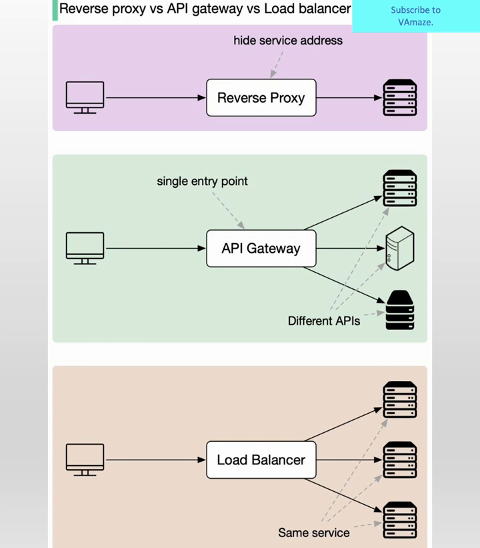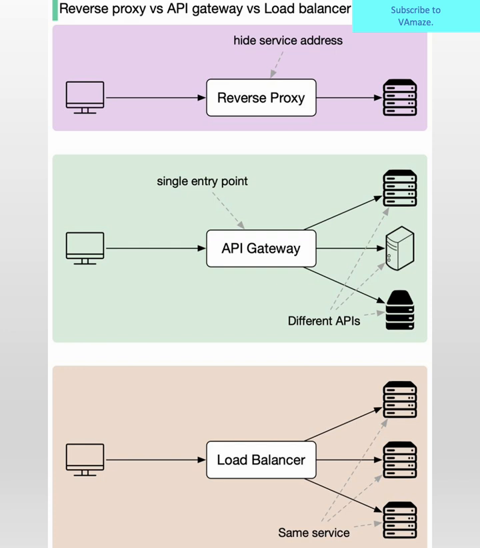Choose an API gateway when you're implementing a microservices architecture, you need sophisticated request routing and transformation, API management features like rate limiting and authentication are essential, you want to decouple client interfaces from backend service implementations. Choose a load balancer when you need to distribute traffic across multiple identical servers, high availability and fault tolerance are critical, you're scaling horizontally to handle increased traffic, and you want to ensure consistent performance under varying loads.